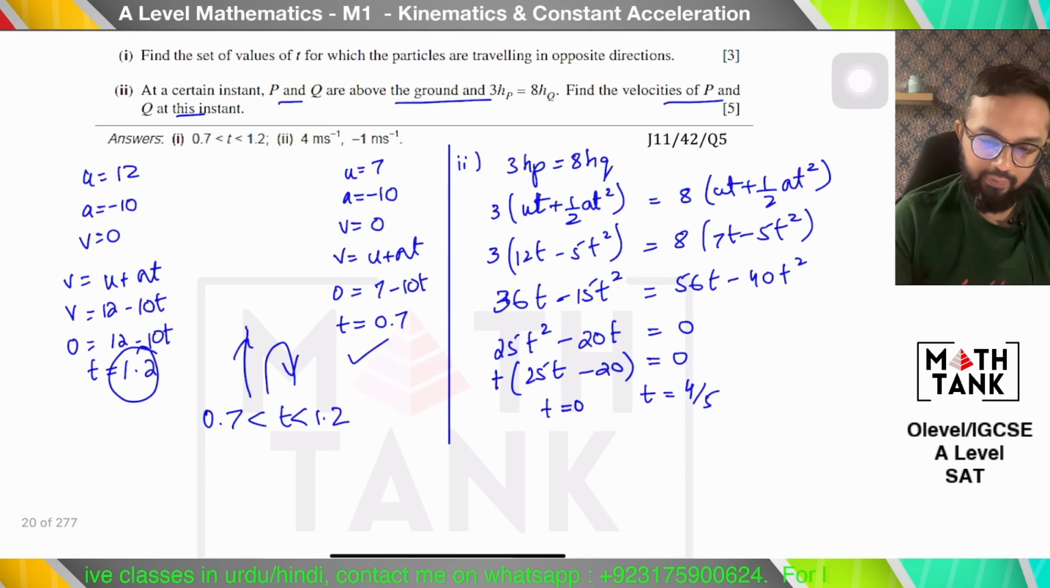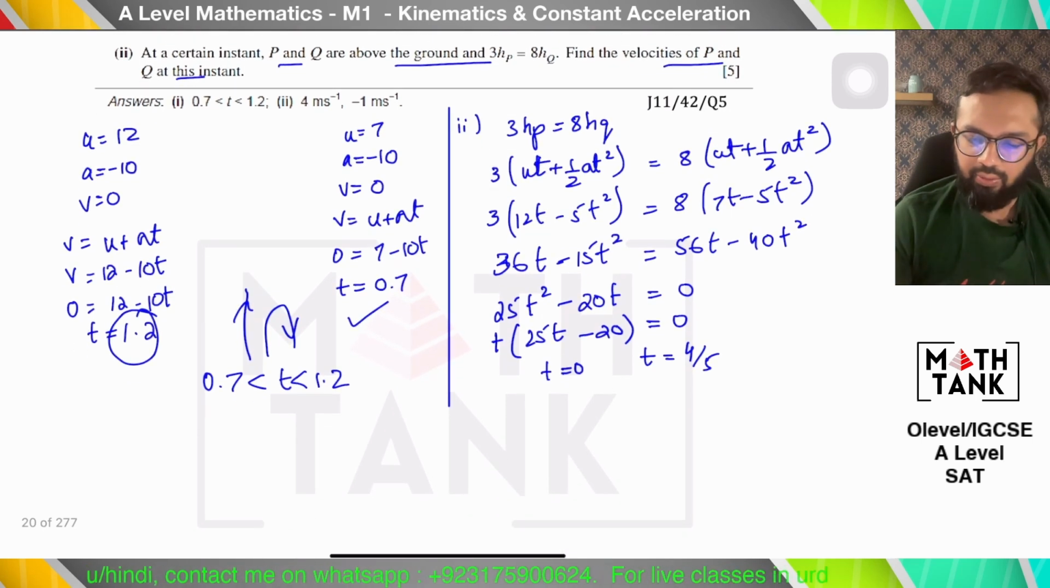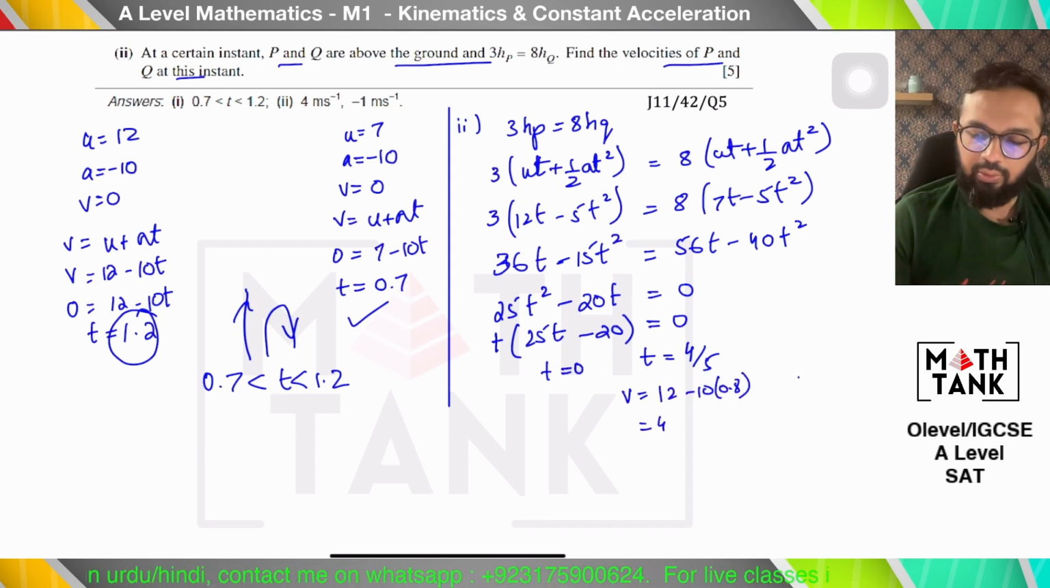Find the velocities of P and Q at this instant. That's simple. v equals u plus at, u plus at, u plus at.